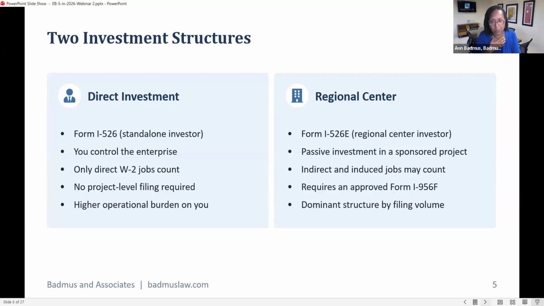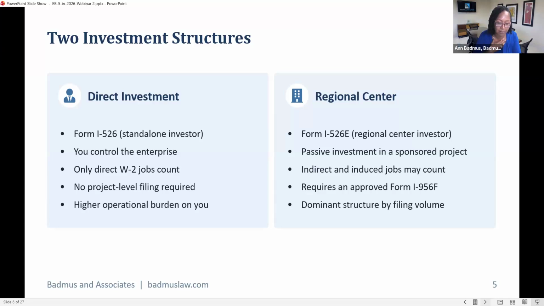Now, the regional center, which is probably the great majority of EB-5 applications, means that you file a form I-526E, where you're making a largely passive investment into a project sponsored by the USCIS designated regional center. The advantage is that indirect and induced jobs are counted towards the 10 jobs. There are multiple investors in a regional center, and that's why the overwhelming majority of EB-5 investors go this route.